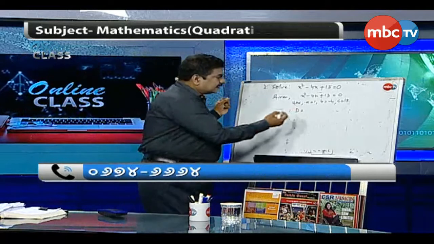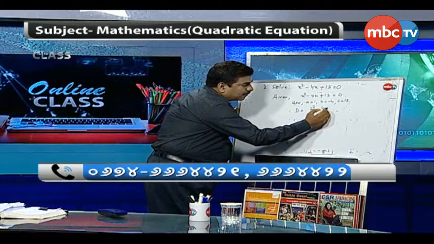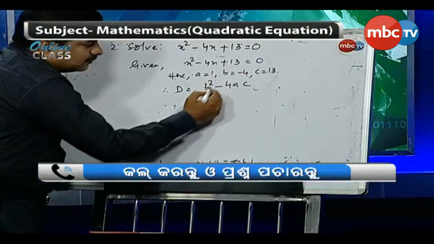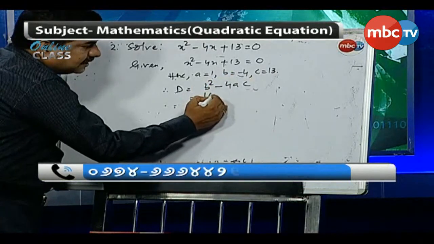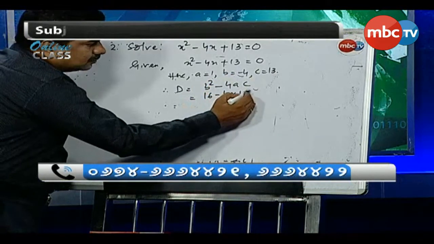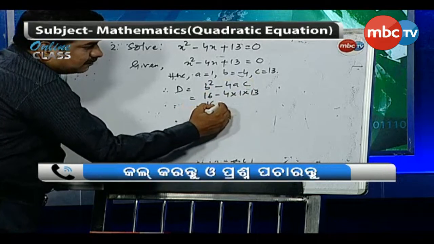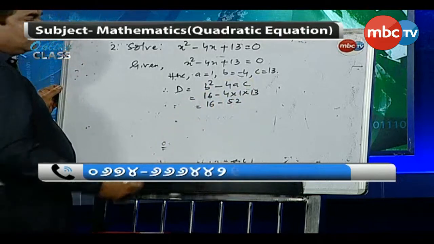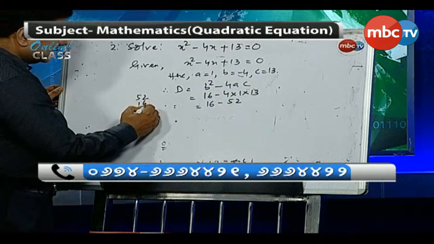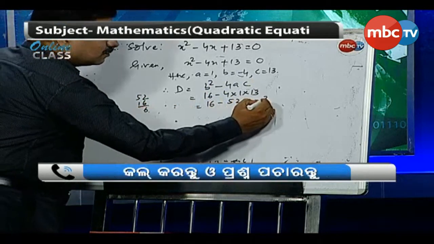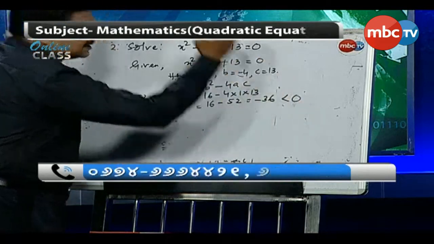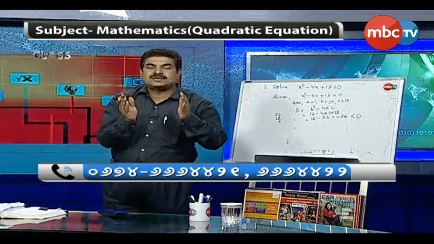Here you see the discriminant means b square minus 4ac, dear. b square means minus 4 square is 16, minus 4 into 1 into 13. Here you see 16 minus this value is 52. So 16 minus 52, this value is equal to minus 36, dear. That means that value is less than 0.